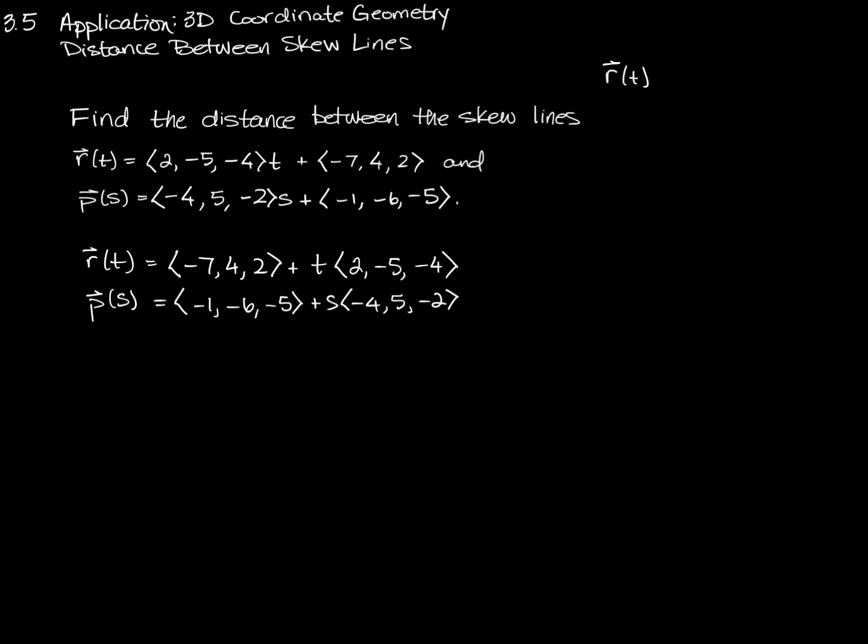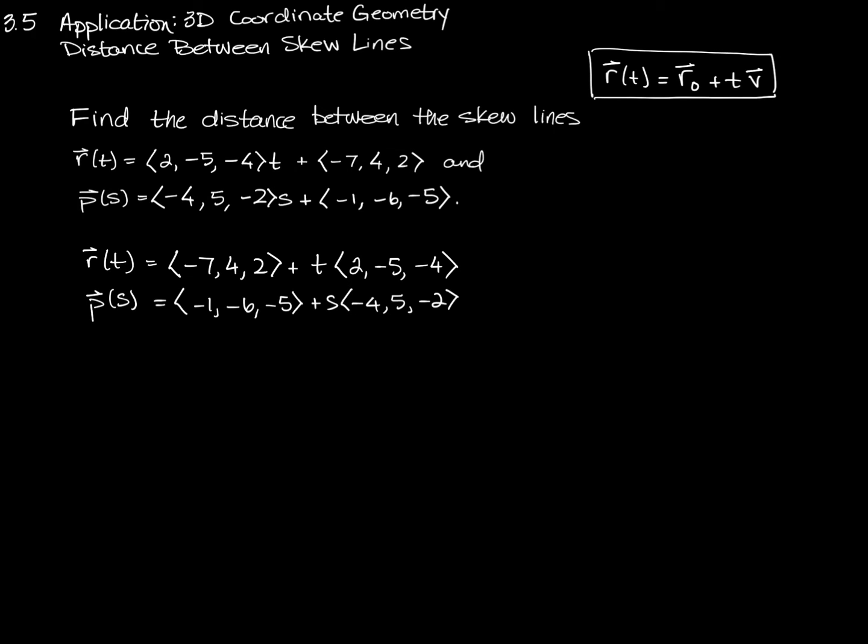It's r of t equals r naught plus t times a position, sorry, times a direction vector v. This is our general form for the equation of a line. And we can see that form here, r equals, this is going to be my position vector, and this is my v, my direction vector. This is my position vector here, and this is my direction vector here.